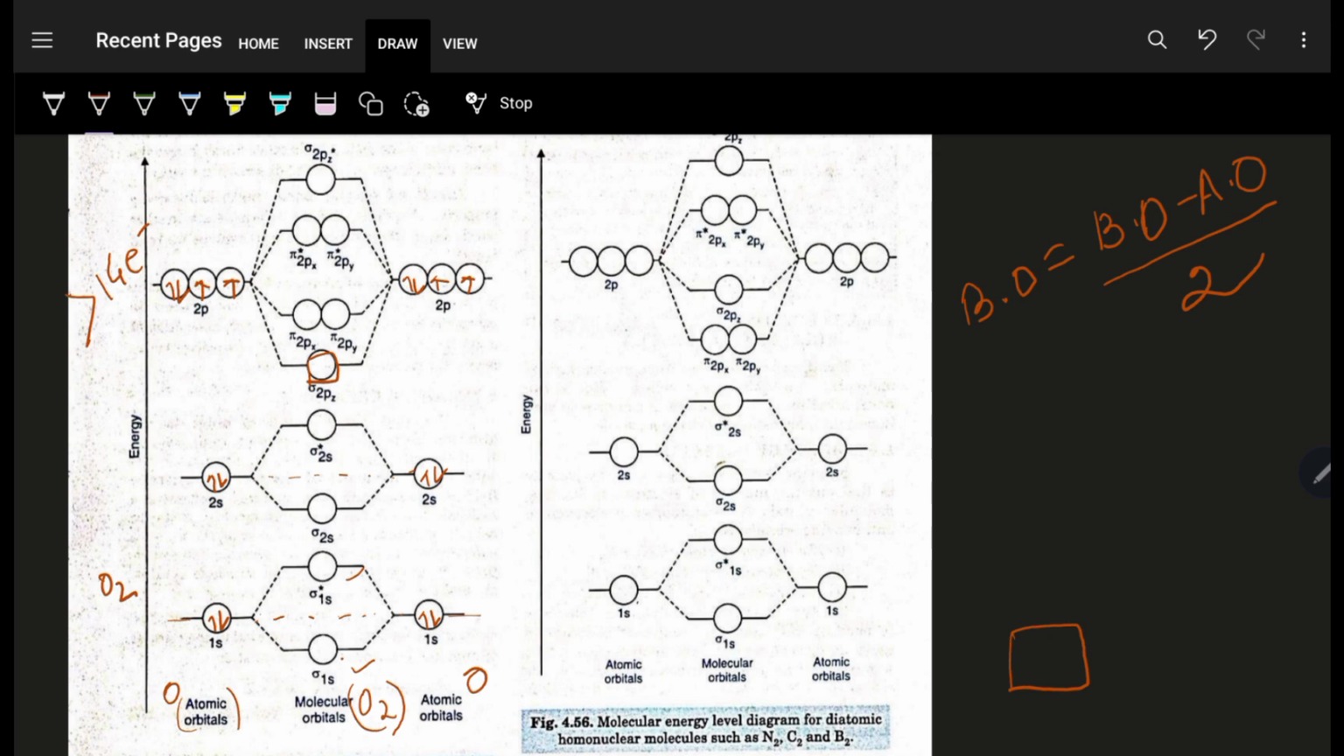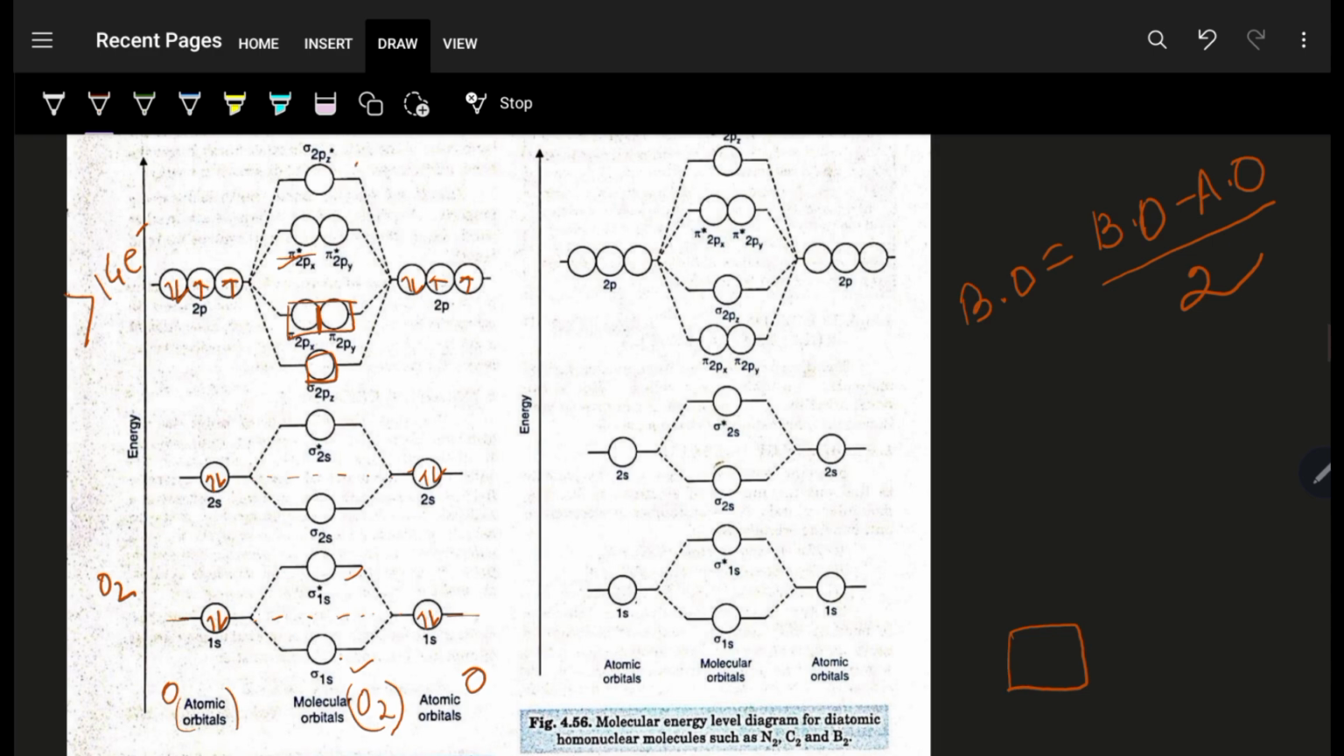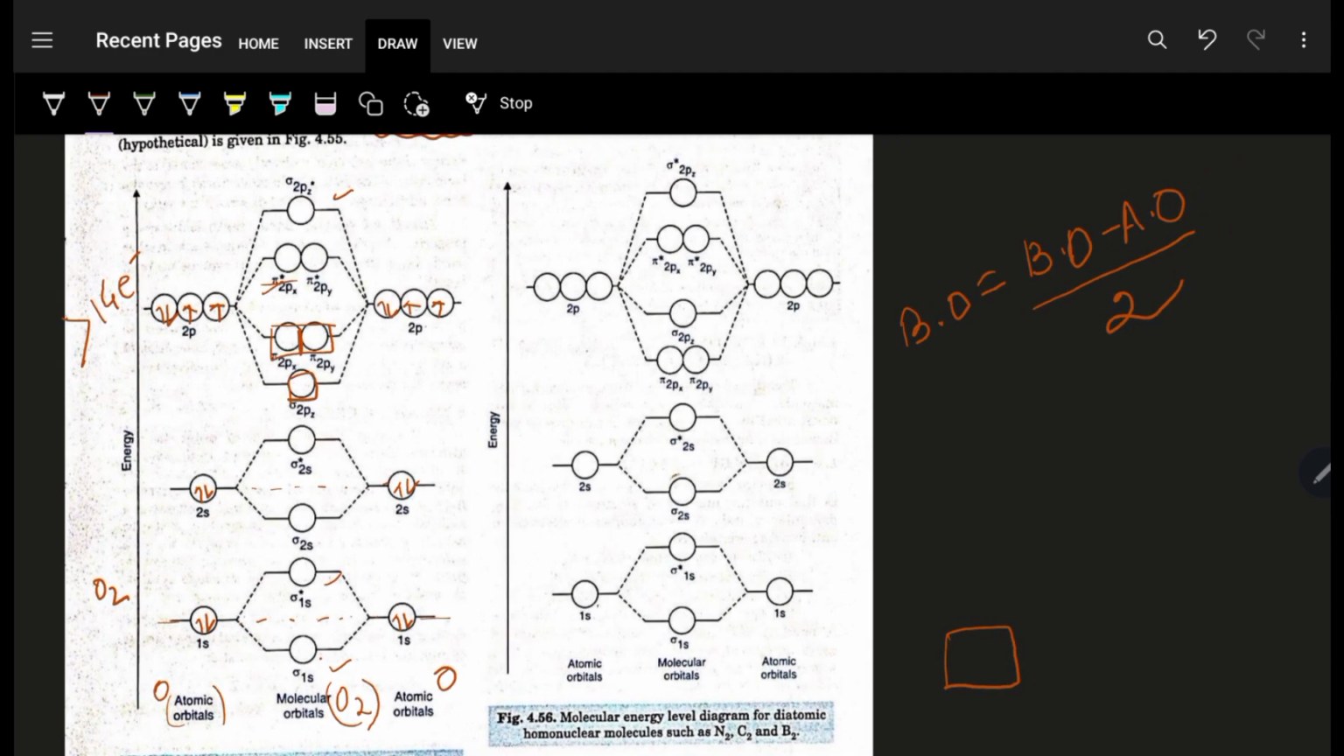Now pi 2px is equal to pi 2py, so they have the same energy. They are degenerate molecular orbitals. This too is a degenerate molecular orbital, and then this is the antibonding. Last we can see sigma star 2pz. In both cases we can see sigma star 2pz. The only thing that varies is this part. This part is different in both the diagrams.